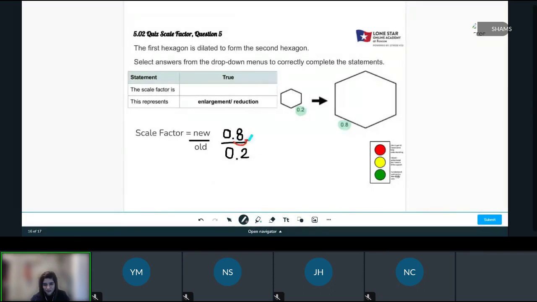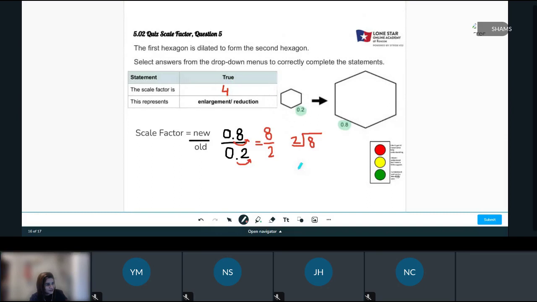So multiplying by 10 makes it 8. Multiplying by 10 takes away the decimal and makes this one a 2. 8 over 2. 8 divided by 2, how much is it? Top in, bottom out. That's how you handle the numbers, right? 8 over 2 is the same as 8 divided by 2. How much is the scale factor?